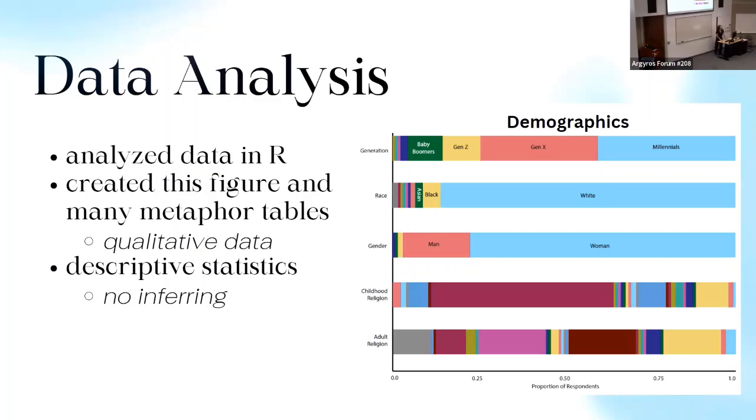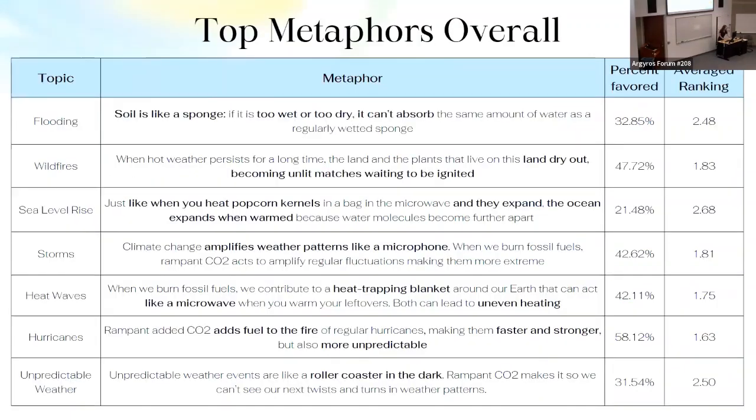And after we collected these 300 responses, we analyzed our data in R. We created this figure for our demographic differences that's still in the editing phase, but we also collected enough qualitative data to make many metaphor tables as well, which was the main focus of our research. But unfortunately, this is our only numeric graphy figure, technical term. Thus far, it's important to note that we've only completed descriptive statistics, so no inferences can be made about the general population quite yet, but this is what we've experienced. So, now for our metaphor tables.